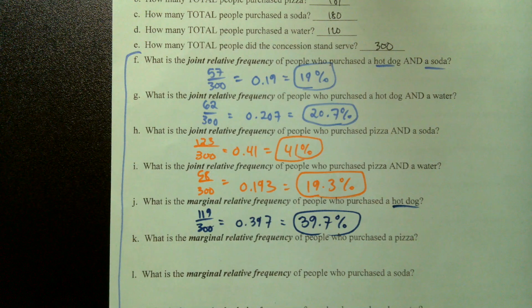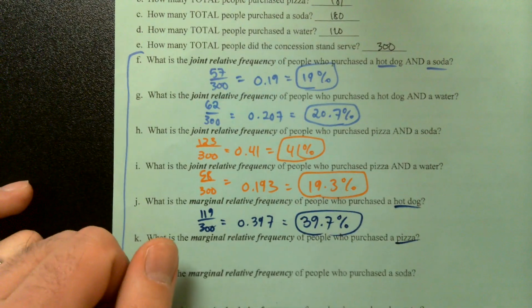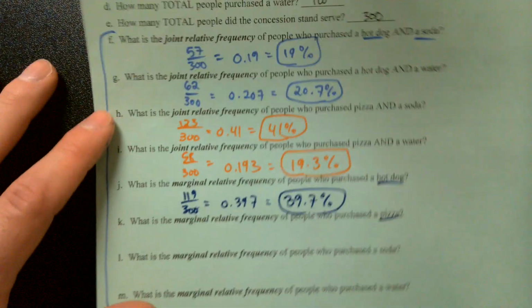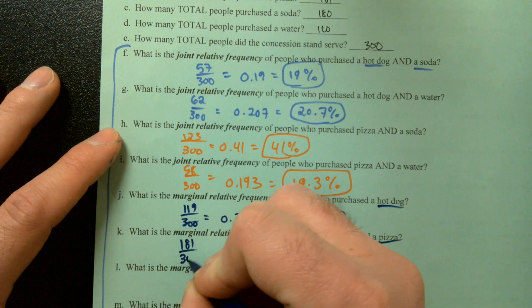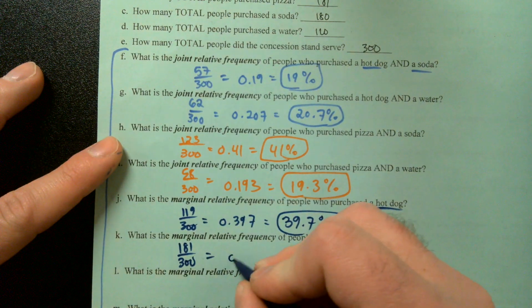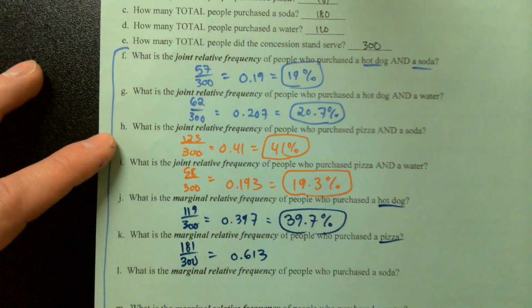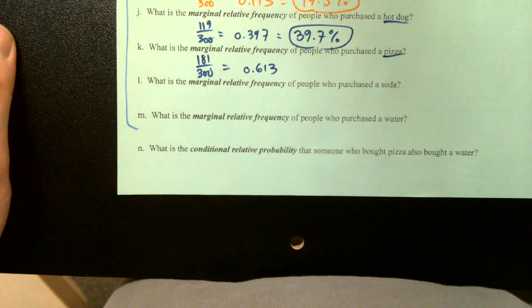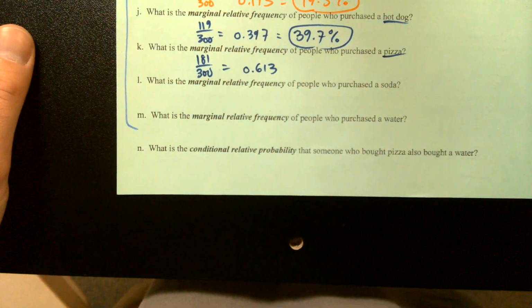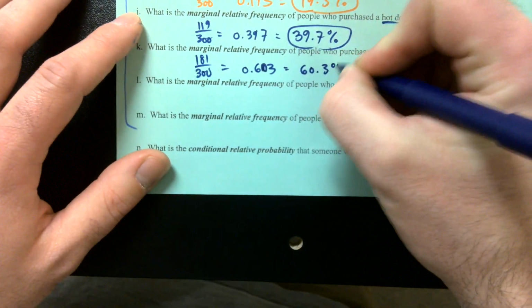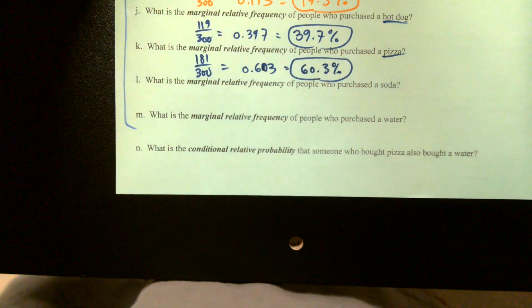How many total people purchased a pizza, regardless of their drink? Right here, pizza total 181. Right? So what's 181 divided by 300? Should give me 61.3%, 0.613. Someone check if that's right real quick. I guess I can. Oh, 60.3. I'm tripping. 60.3%.